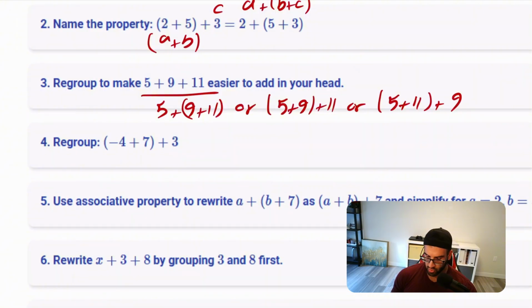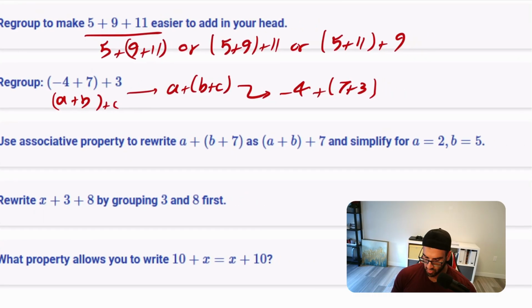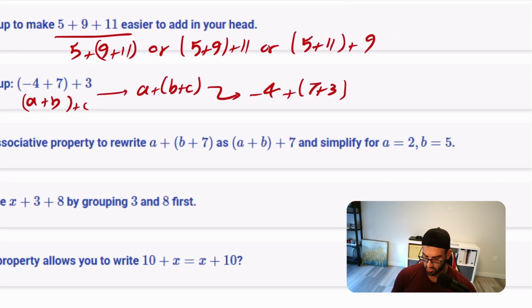Again, we do have the regroup of this one. It means that at this point, I do have A plus B plus C. So I'm going to write it down as A plus B plus C. How can be? It would be -4 plus 7 plus 3. So use the associative property to rewrite this rule and simplify it for this one. So again, it's simple. So we know already that this guy is associative property.